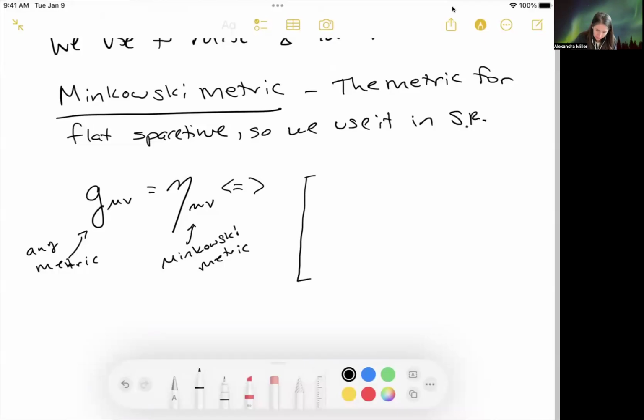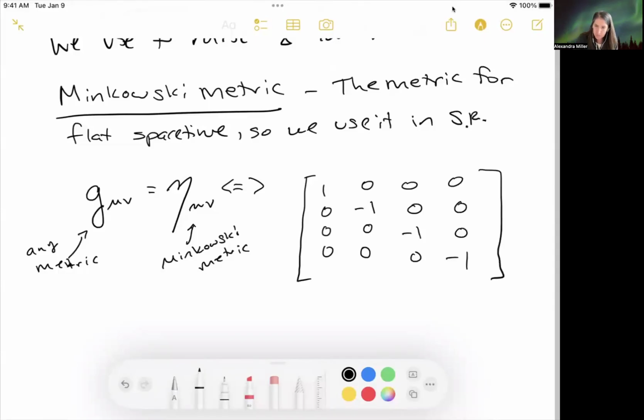And we can write this out, and it's going to look almost like the identity, except we're going to have those fun minus signs. We see this is symmetric, and all of the minus signs are associated with our spatial terms.